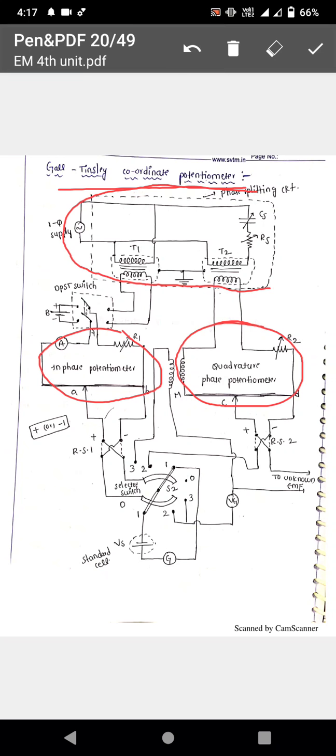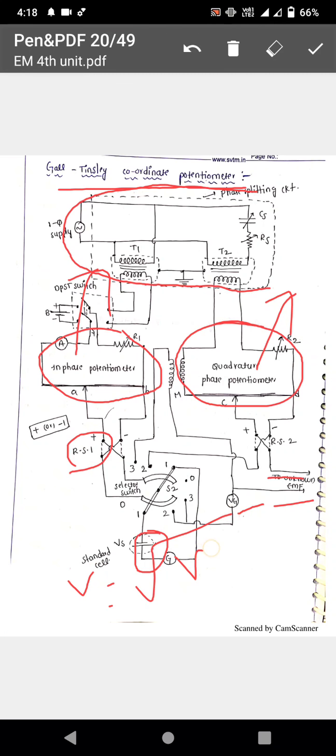When the switch RS1 is connected, the standard cell will be connected. The standard cell is again DC. The vibration galvanometer is used for the unknown measurement. Of the two potentiometers, one gives the quadrature component and the other gives the in phase component. From that, V equals the square root of V1 squared plus V2 squared, which is the unknown voltage. From that, tan inverse of V1 by V2 gives the phase angle of the unknown voltage.